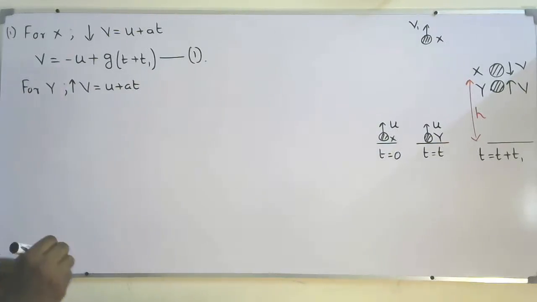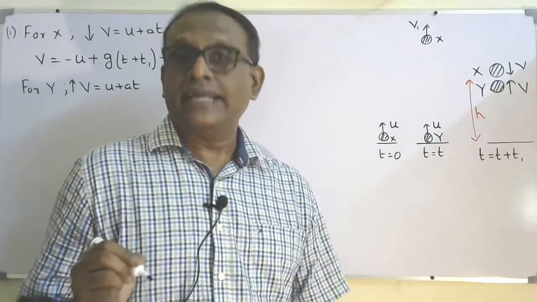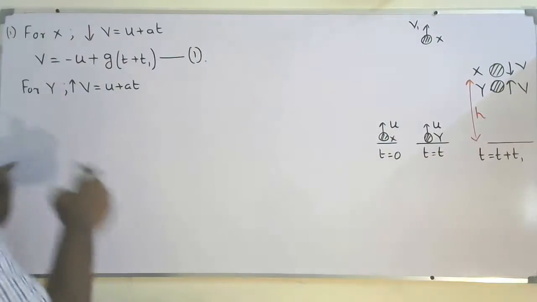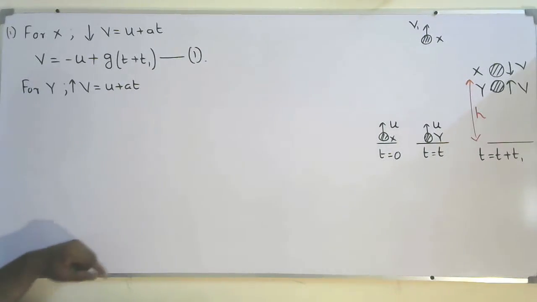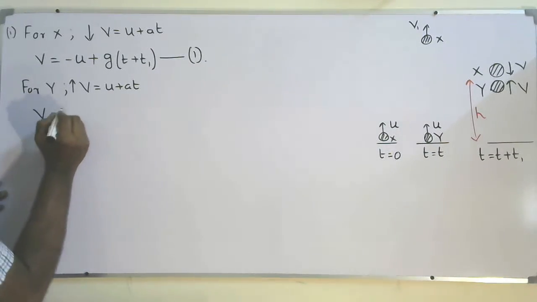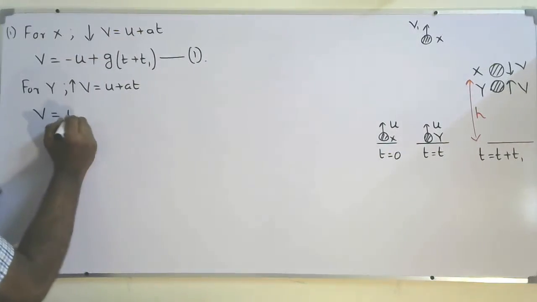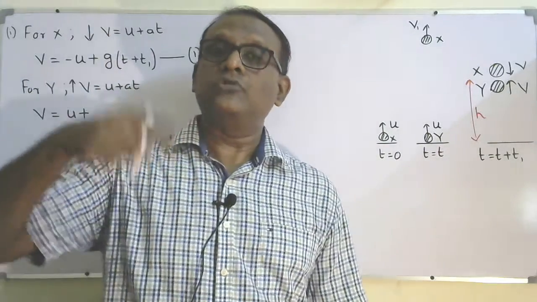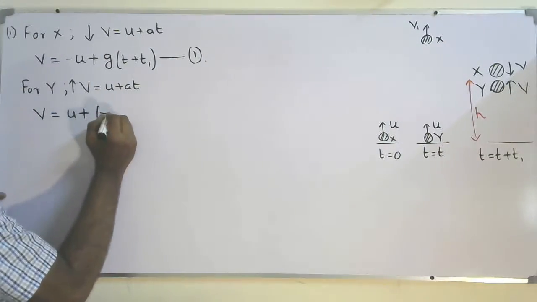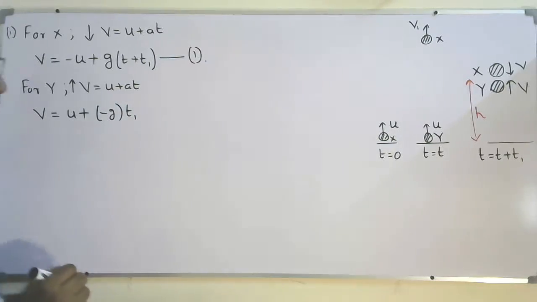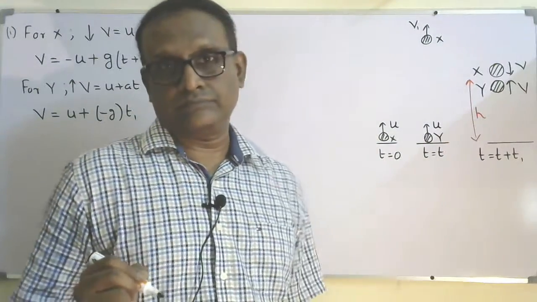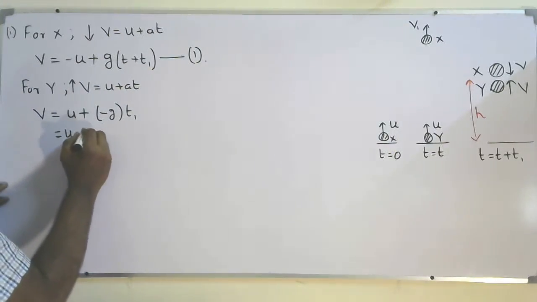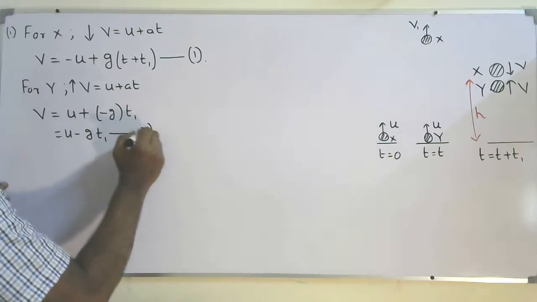Same way for y, I use the same equation v equal u plus at, in the upward direction, because y is moving up just before hitting x. The time taken by y to hit x is t1. So for y, vertically upwards, v equal u plus at. The velocity is upwards, so u plus, the gravitational acceleration is anyway downwards, I'm using upwards, so it should be minus g times t1. So I can write v equals u minus g t1 as the second equation.